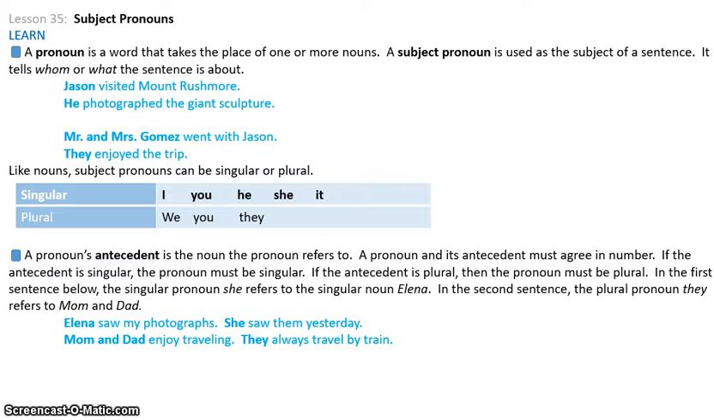I'm combining two lessons this week, lesson 35 and 37, because they're both over pronouns. One talks about subject pronouns, and the other one talks about object pronouns. So we're just going to combine the lessons.